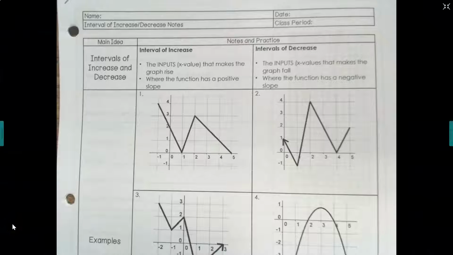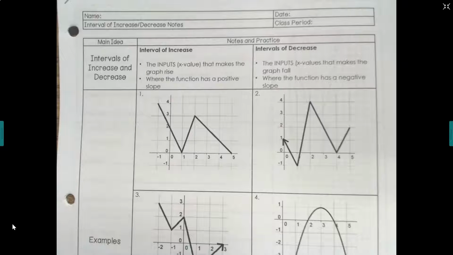Welcome to this video about intervals of increase and decrease. By the end of this video, you should be able to identify the inputs where a function has a positive slope. You should also be able to identify the inputs where a function has a negative slope. You should be able to identify key characteristics given a quadratic graph and use them to help you answer questions about a quadratic equation.